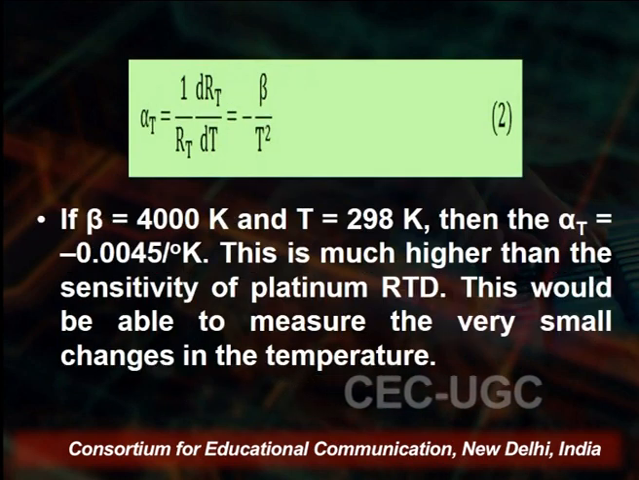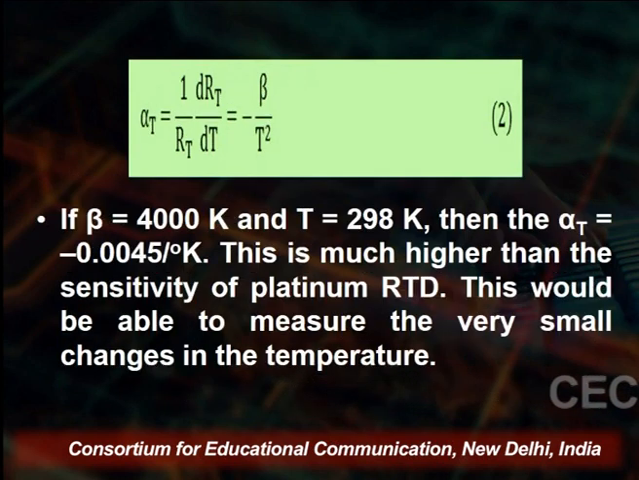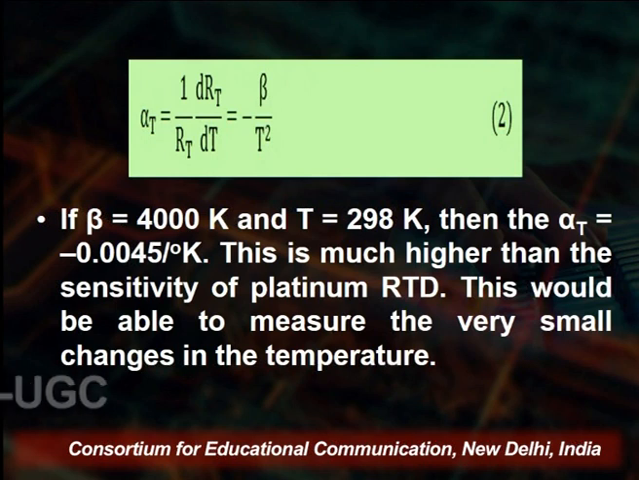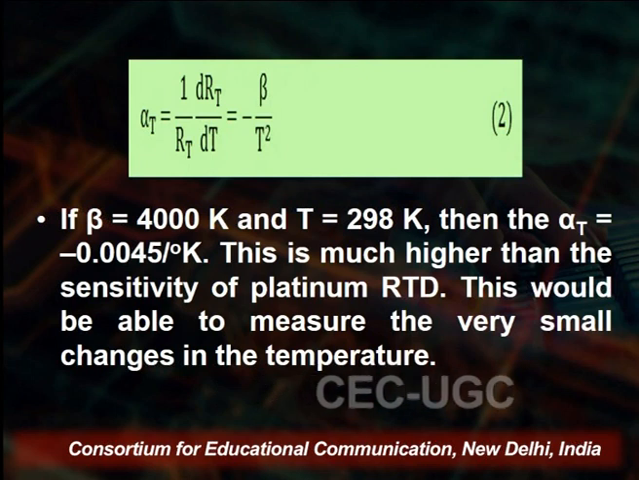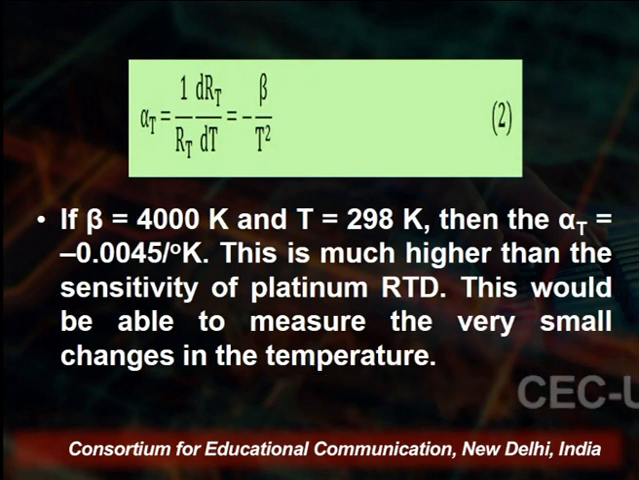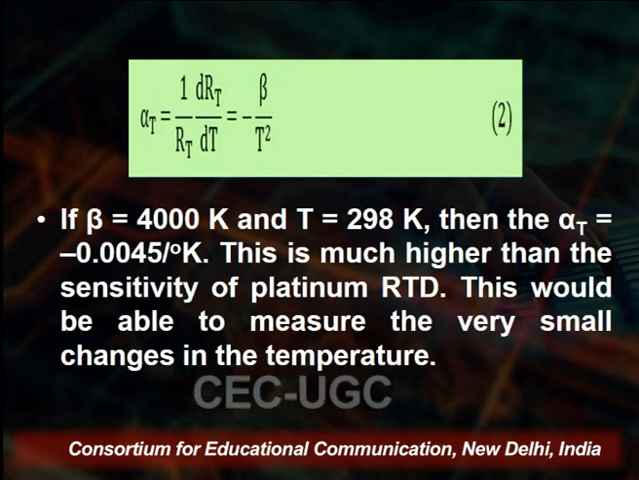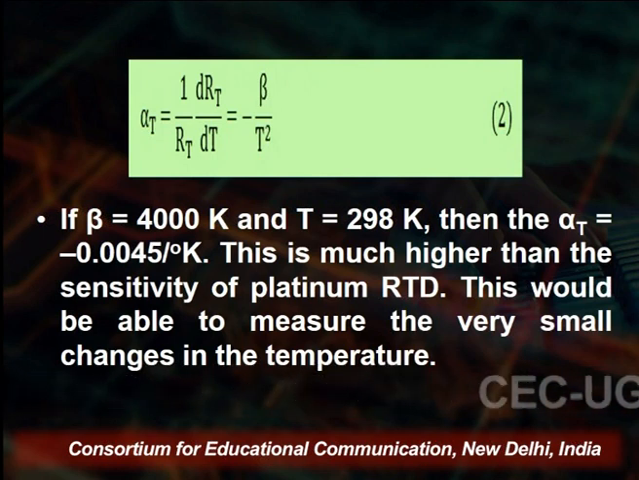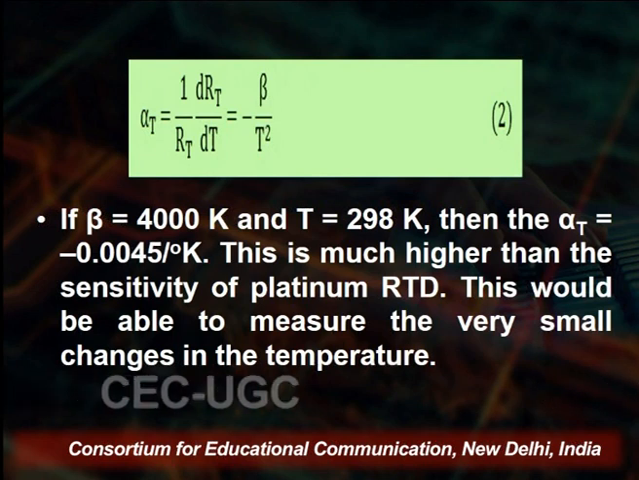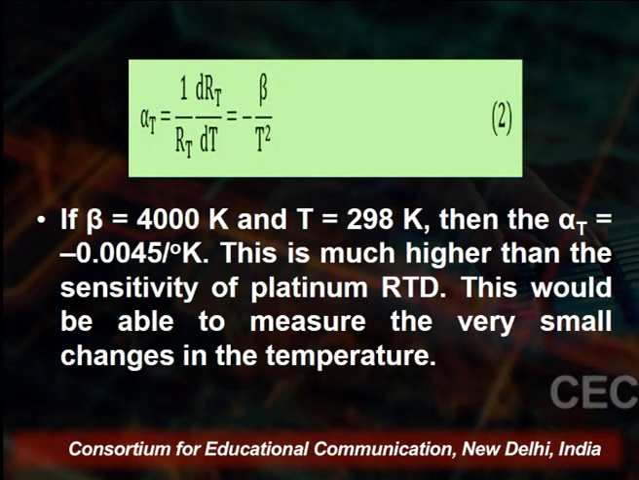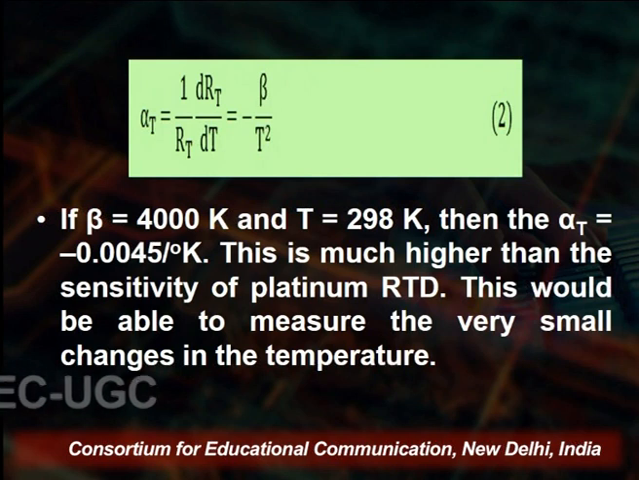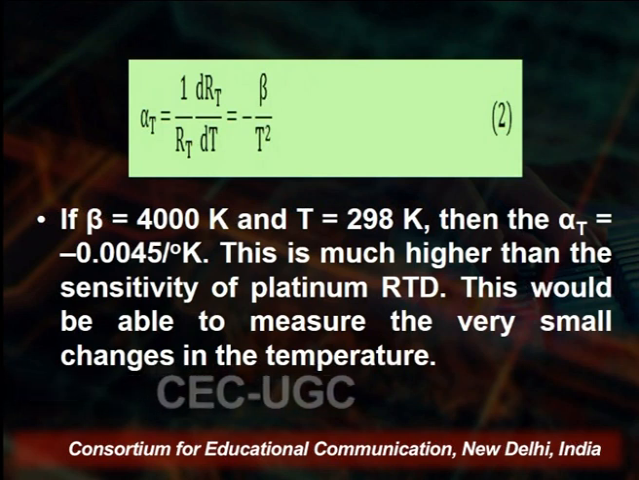Now, if we take beta as 4000 Kelvin and T equal to 298 Kelvin, then alpha T is equal to minus 0.0045 per degree Kelvin. This is much higher than the sensitivity of the platinum RTD, and it would be able to measure very small changes in the temperature through the thermistor. If we take a good value of beta, then we can get a good sensitive measurement of the temperature by the thermistor.